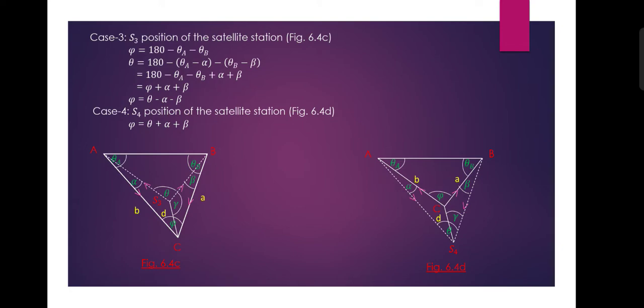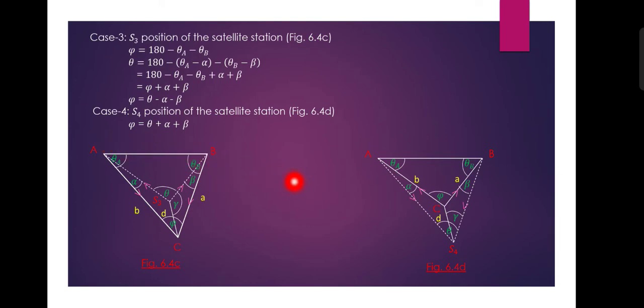Here we can get to know that phi, that is, in triangle ACB, is equal to 180 minus theta A minus theta B. Then in triangle A S3 B we can get that theta is equal to 180 minus theta A minus theta B plus alpha plus beta, which we previously proved, that 180 minus theta A minus theta B is equal to phi, and we can simply put the value of phi in place of 180 minus theta A minus theta B. This will lead us to the equation phi is equal to theta minus alpha minus beta.